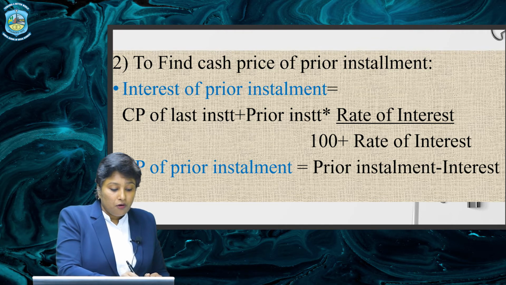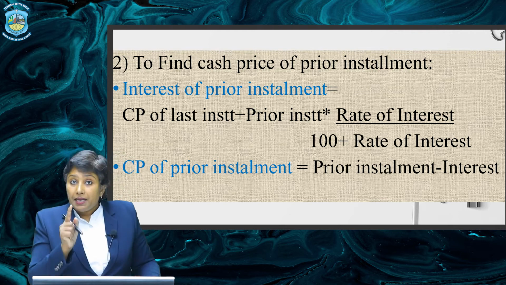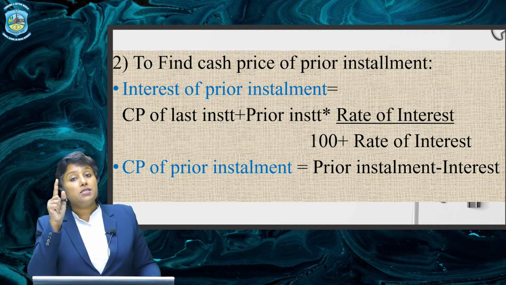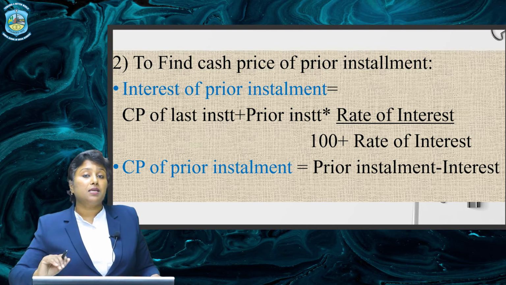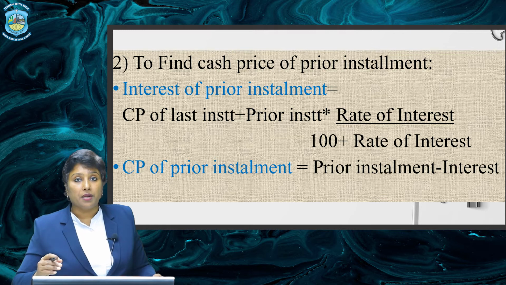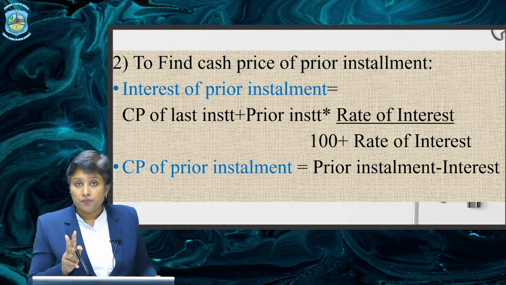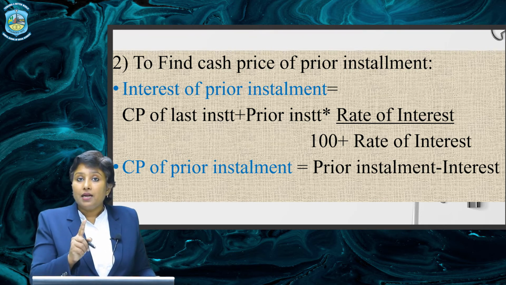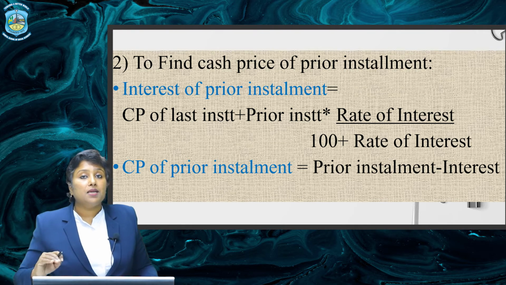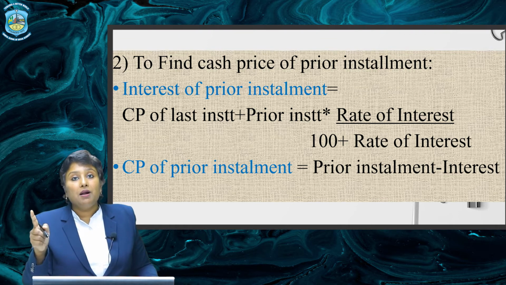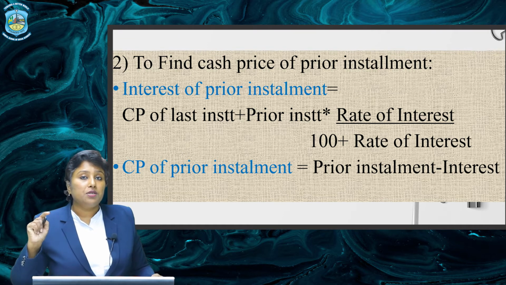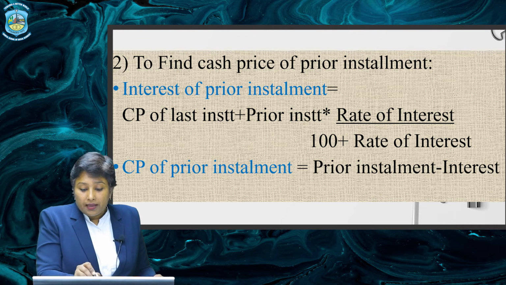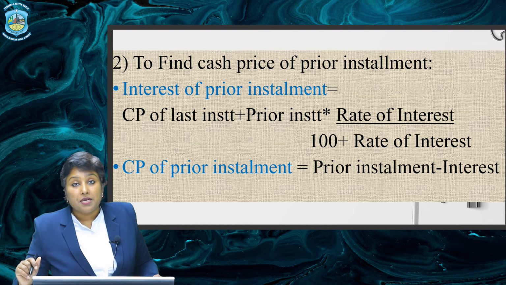Okay, so for that the formula would be: add up the cash price of the last installment and the installment amount of the immediately preceding installment, that is the prior installment. Find the aggregate of the two. The amount of cash price you have just calculated in step 1, add it with the immediately preceding installment and then multiply it with rate of interest upon 100 plus rate. Okay, so calculate the aggregate multiplied by rate upon 100 plus rate.